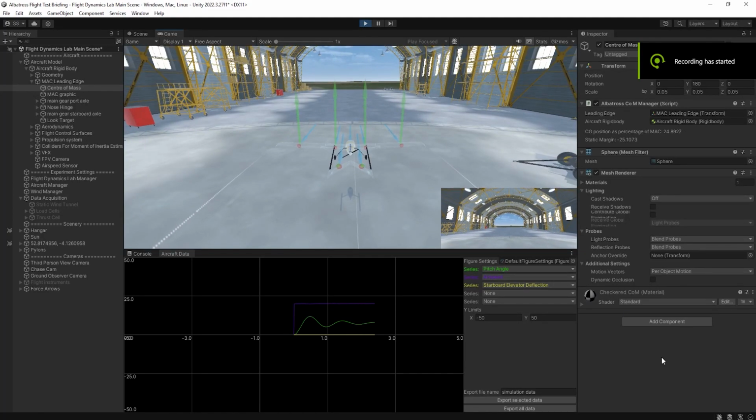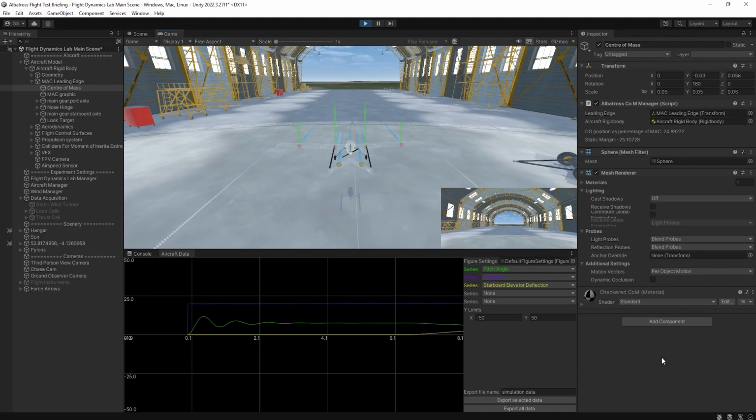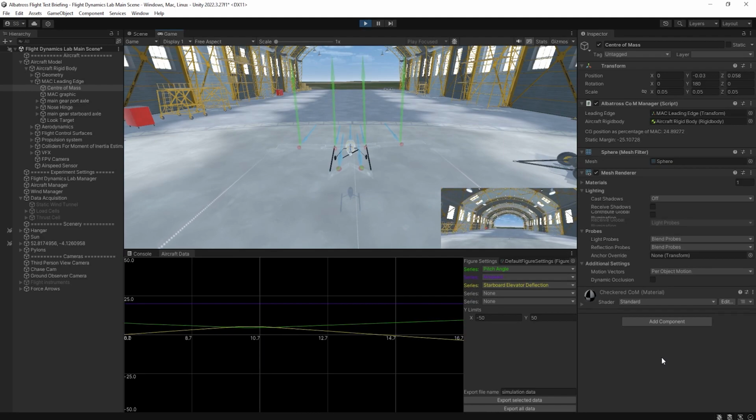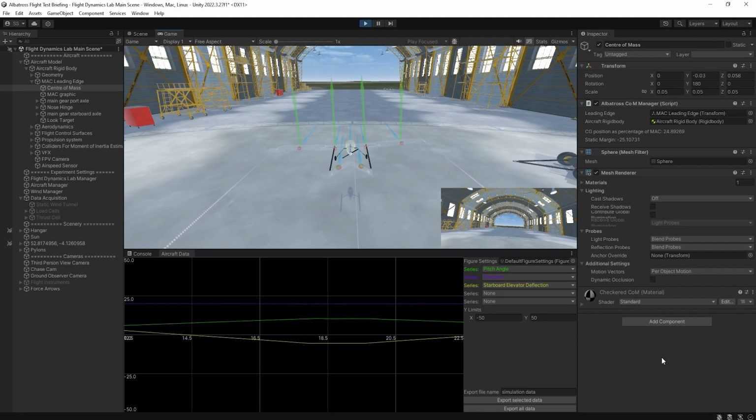It can be seen that the sign of the change in trim angle of attack is consistent with the sign of the elevator input. The aircraft deflects with the nose down moment as the elevators are deflected in a positive direction, and then it deflects with the nose up moment as the elevators are deflected in a negative direction.